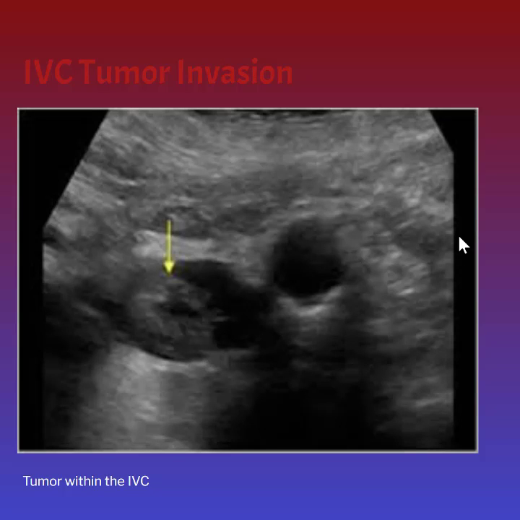Here is a cross-section of the IVC. This is most likely a tumor coming from the right kidney. This is tumor within the IVC that is most likely extended along the right renal vein and into the IVC.